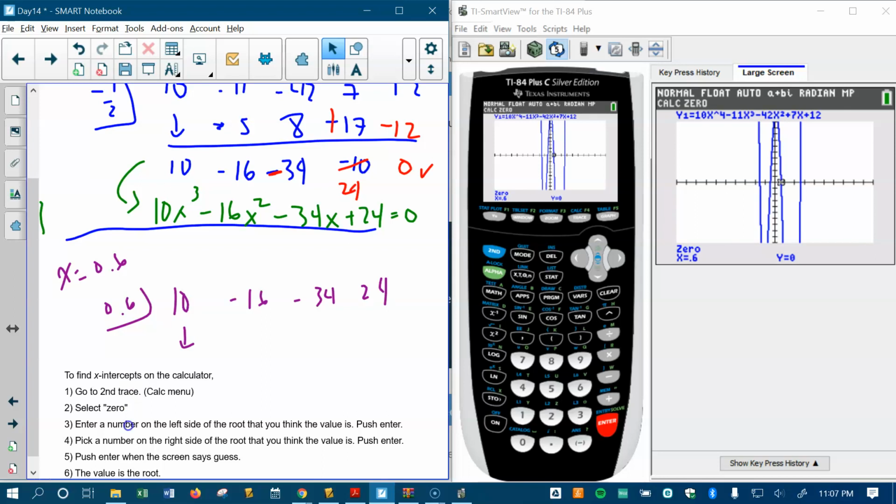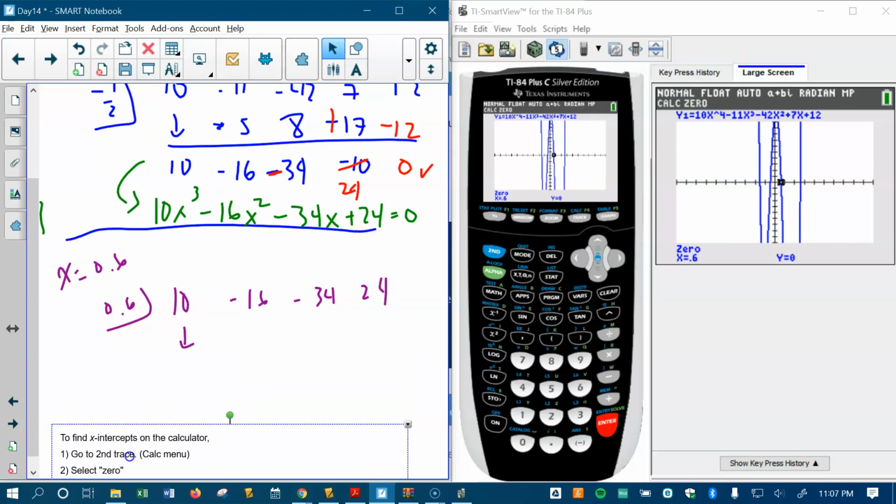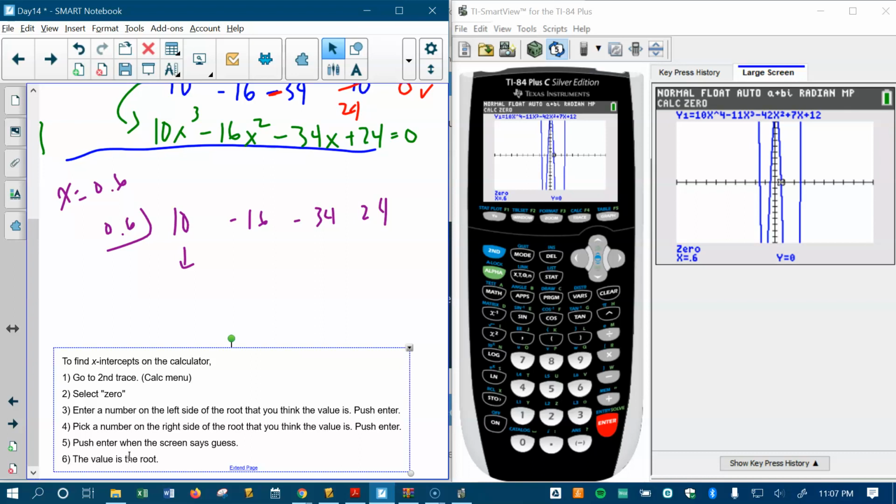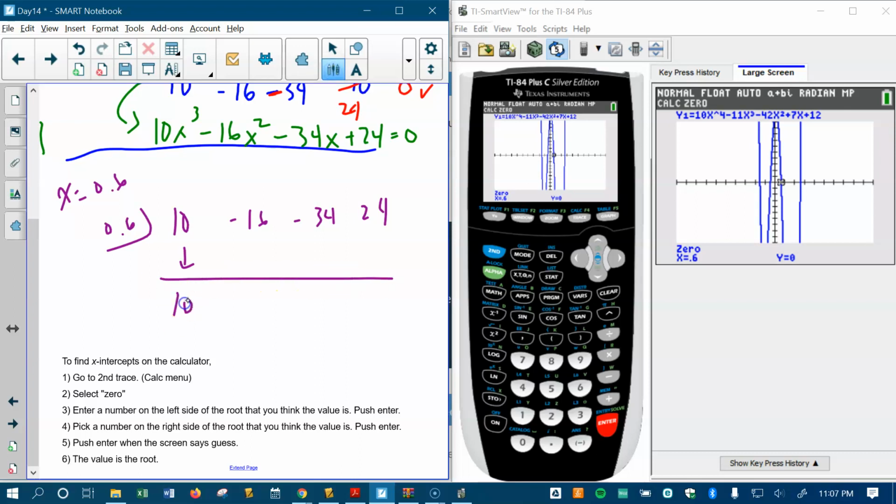So let's see what we got here. Now this is kind of a long problem, FYI. This is a really tough problem, so no worries if you fell a little bit behind here. So 10 times 0.6 is going to be 6. Negative 16 and 6 will be negative 10. Negative 10 times 0.6 is negative 6. That's going to be negative 40. And negative 40 times 0.6, you could use a calculator for that, is negative 24. And that's going to be 0.